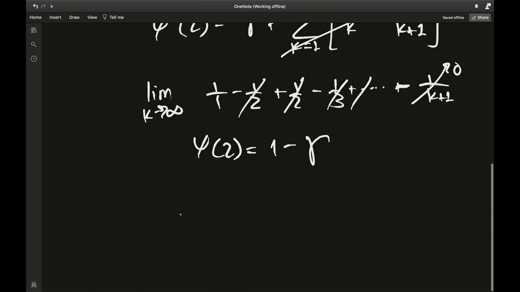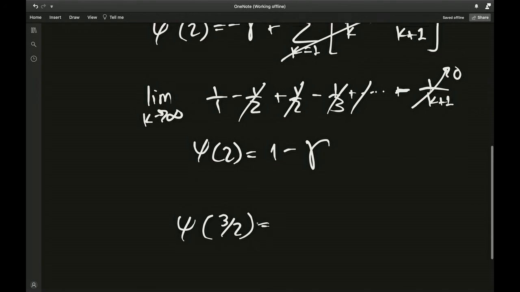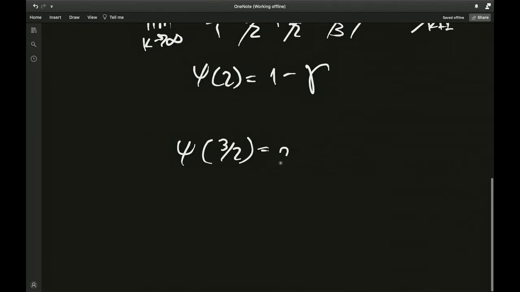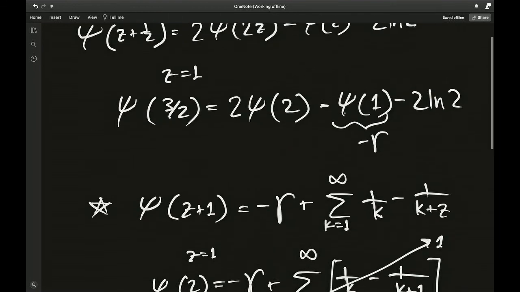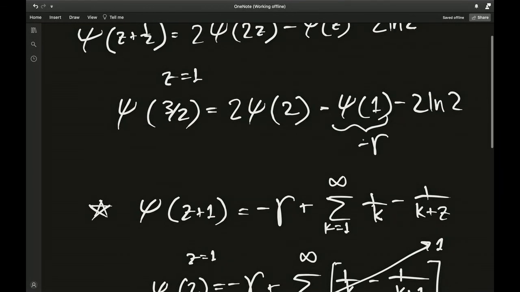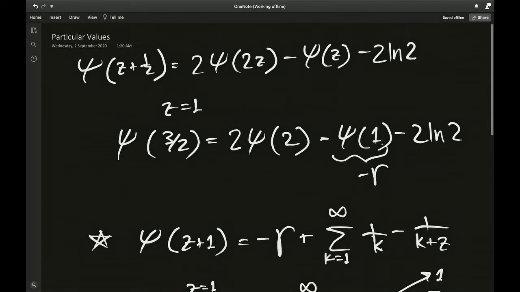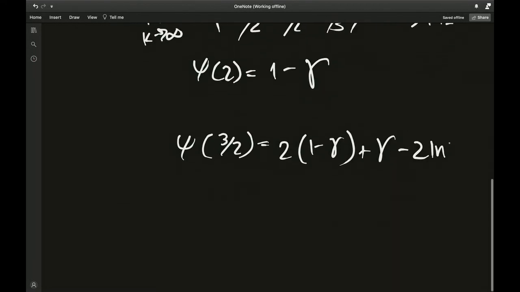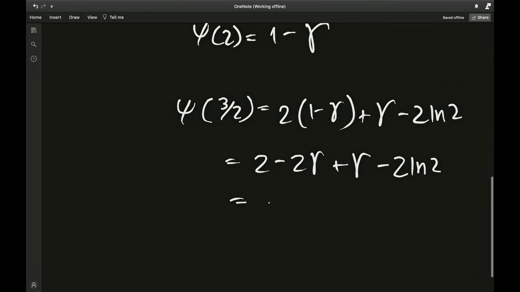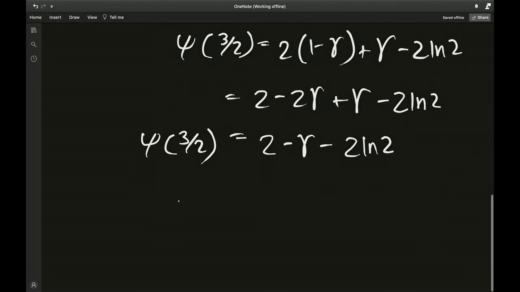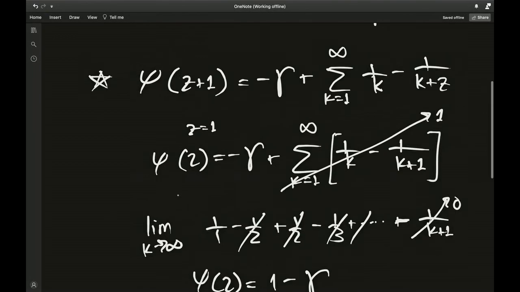So we can plug that back. Digamma of 3 by 2 is nothing but 2 times this guy, 1 minus Euler-Mascheroni, minus negative Euler-Mascheroni, which is positive Euler-Mascheroni, minus 2 times natural log of 2. So we have 2 minus 2 Euler-Mascheroni plus Euler-Mascheroni minus 2 times natural log of 2, which is just 2 minus Euler-Mascheroni minus 2 times natural log of 2. That's nothing but the digamma of 3 halves. Right? Isn't that a nice result?